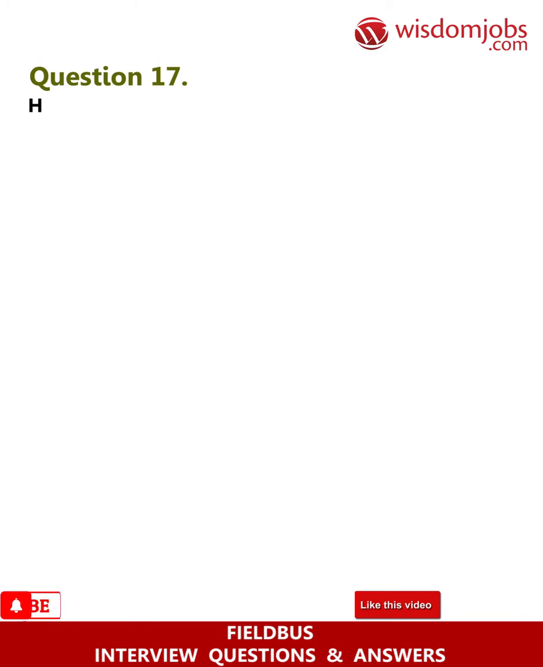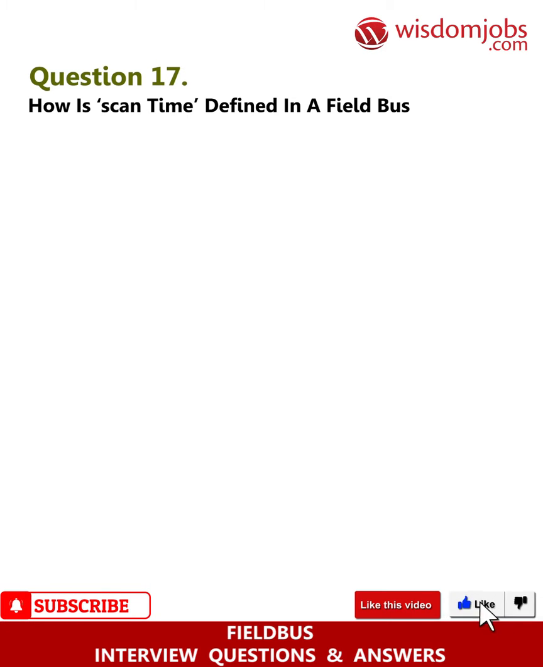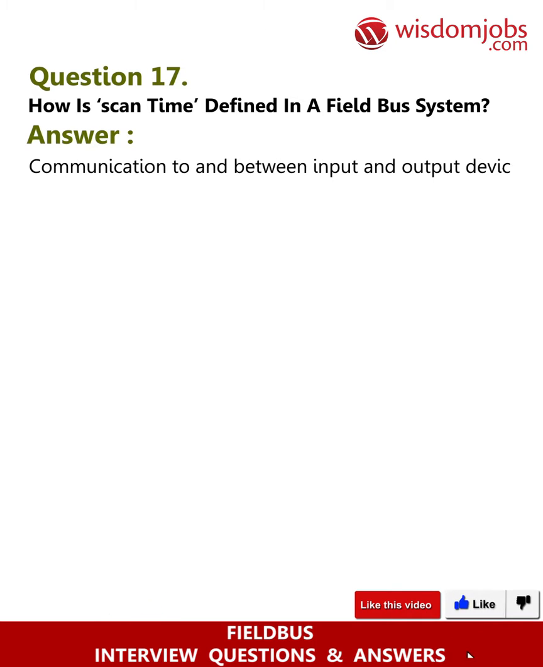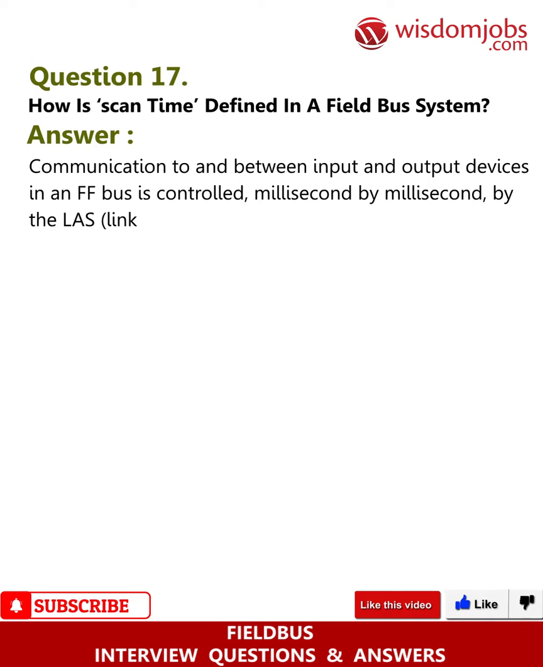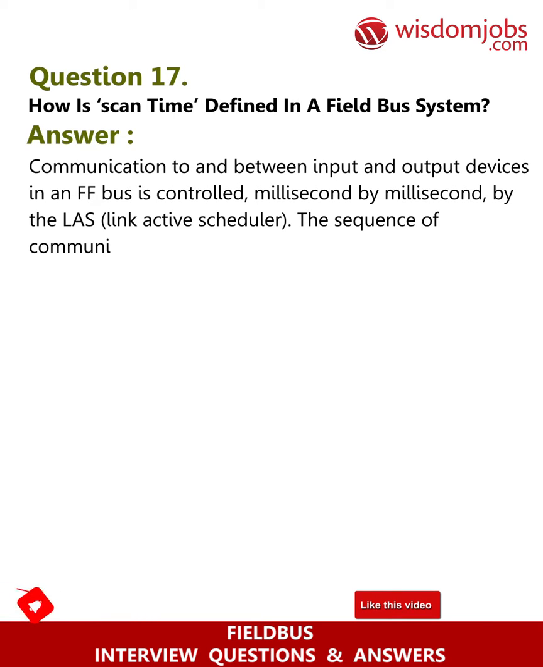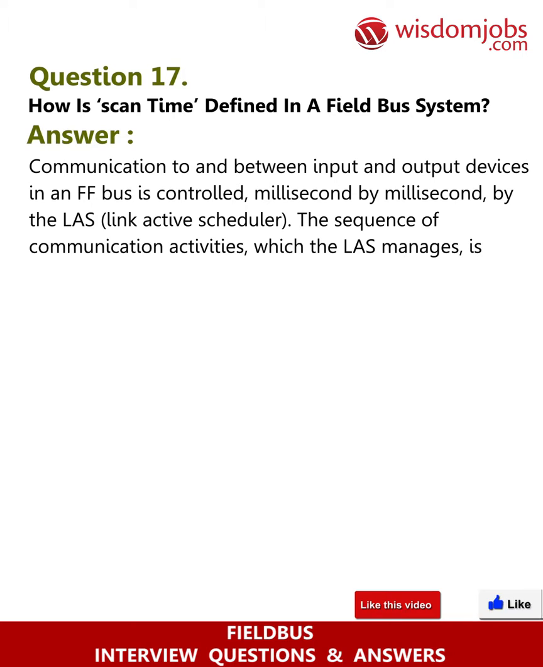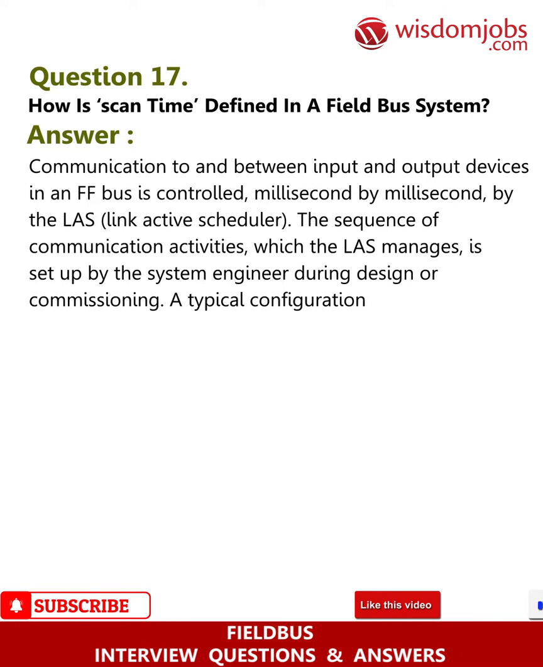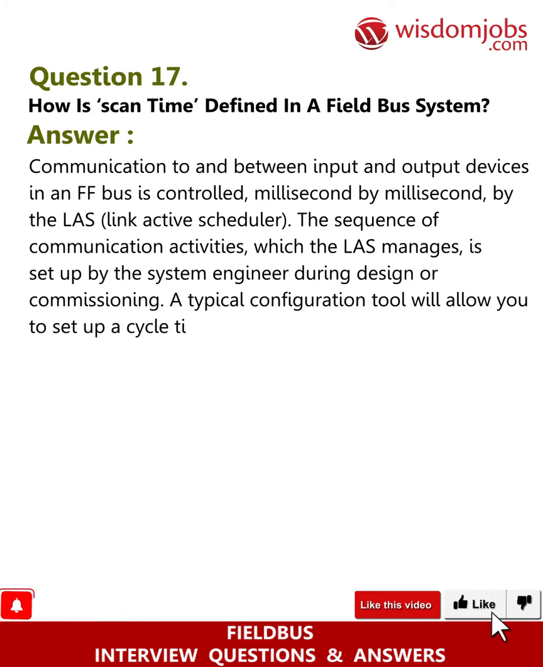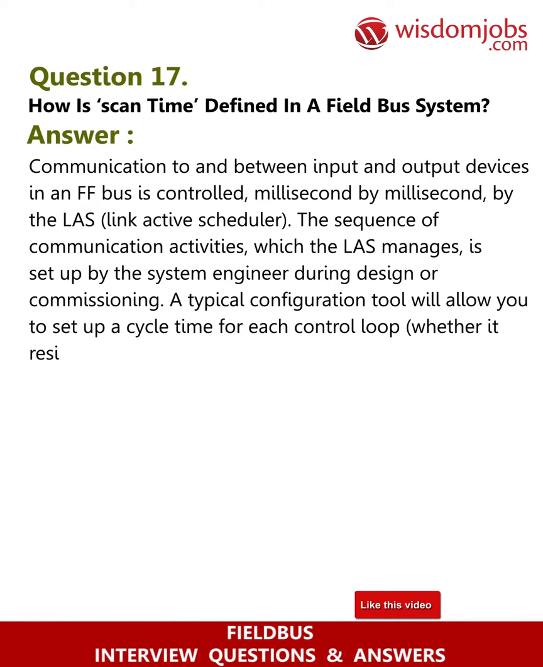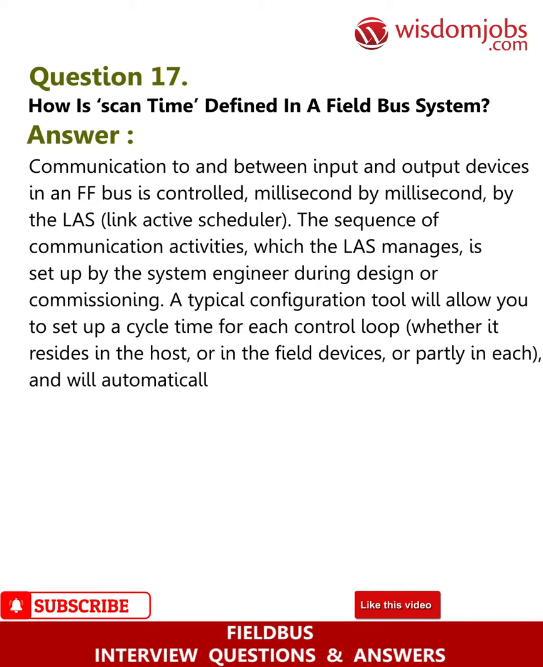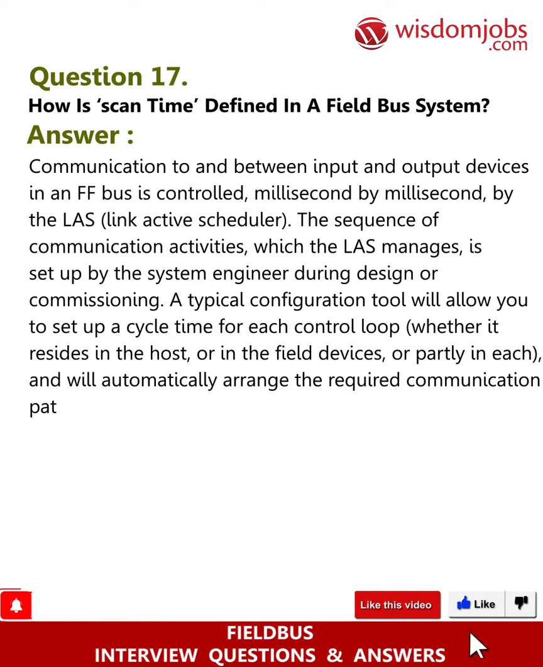Question 17. How is scan time defined in a Fieldbus system? Answer. Communication to and between input and output devices in an FF bus is controlled millisecond by millisecond by the LAS, link active scheduler. The sequence of communication activities which the LAS manages is set up by the system engineer during design or commissioning. A typical configuration tool will allow you to set up a cycle time for each control loop, whether it resides in the host or in the field devices or partly in each, and will automatically arrange the required communication paths and schedules.